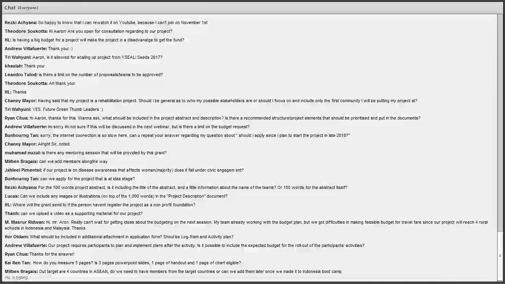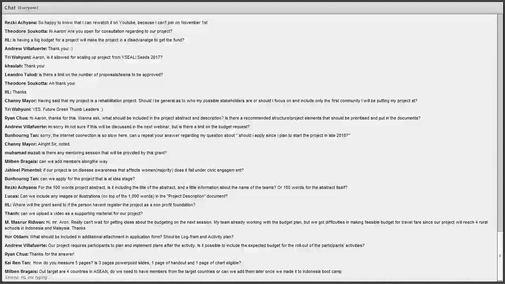For the 100-word abstract, is it including the title of the abstract and a little information about the team, or 100 words for the abstract itself? So the title of the abstract you don't necessarily need to include because we have that information elsewhere, Resky. We will give you 100 words for the abstract itself. If you put title page or anything, or title header or anything, that won't be included, but 100 words for what you describe as your abstract.